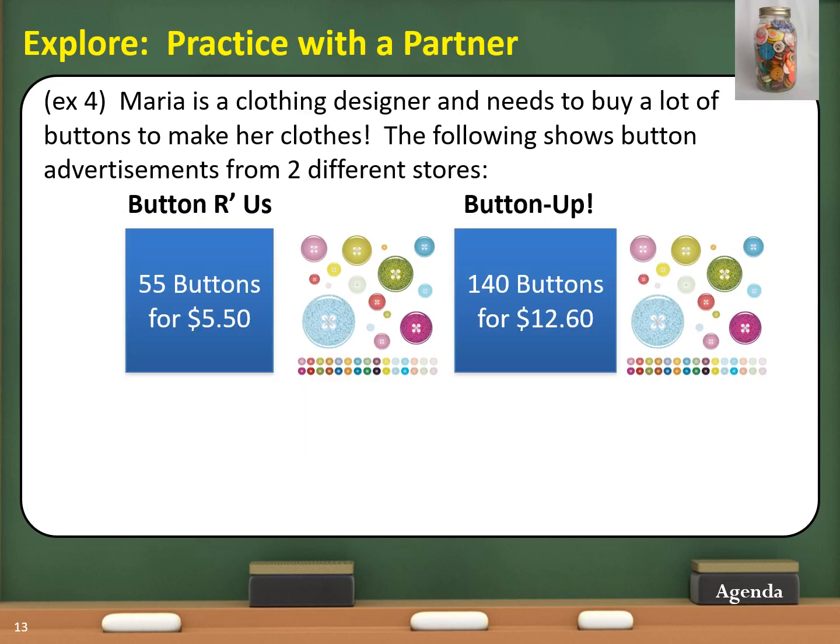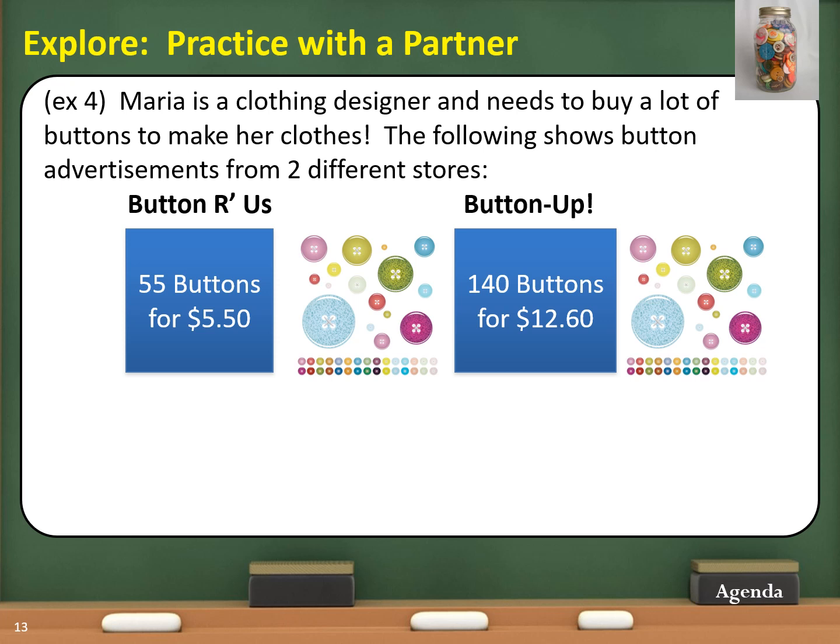Another question is given. Mariah is a clothing designer and needs to buy a lot of buttons to make her clothes. The following shows button advertisements from two different stores. Button R-Ups and Button Ups are given. 55 buttons, they charge $5.50. 140 buttons, $12.60. Now, what do I have to find out? I have to find out one button's price, isn't it? So that I can decide which one is the best offer.